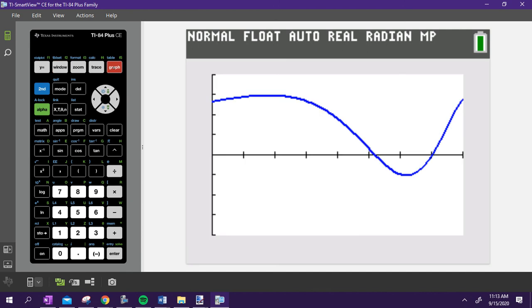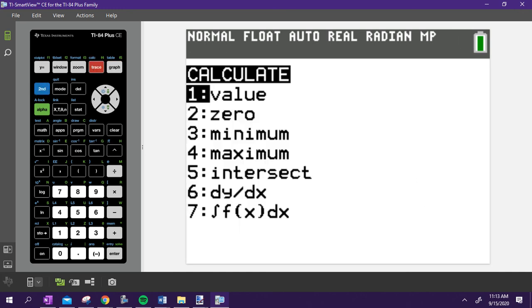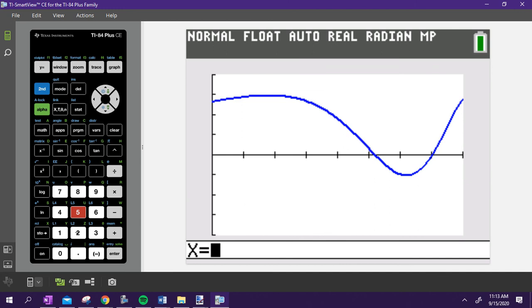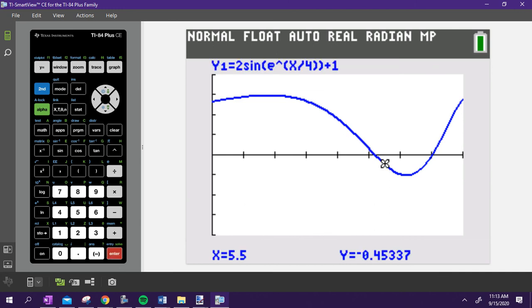Okay, but there is my graph. The question is, am I speeding up or slowing down at 5.5? So I'm going to go second, calculate the value at 5.5. Okay, so right there, that's 5.5. I just put an X on my paper, so I definitely knew where it was.